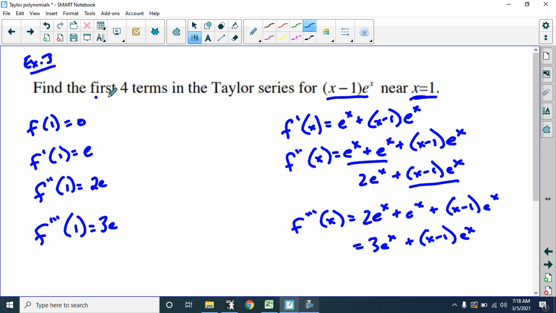This isn't real clear. It asks for the first 4 terms. Usually it'll say the first 4 non-zero terms, so this term would not count. If it didn't count in this case, the fourth derivative at 1 would be 4e if we did it again.